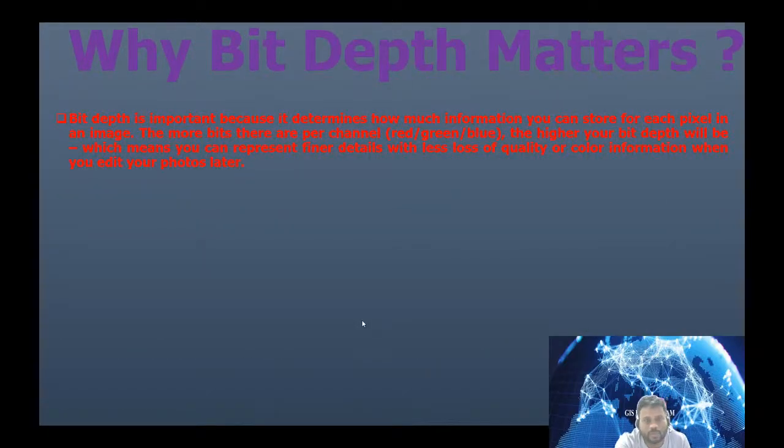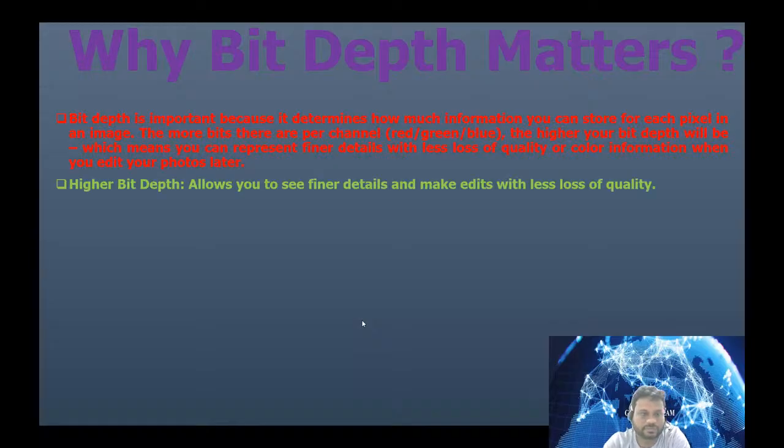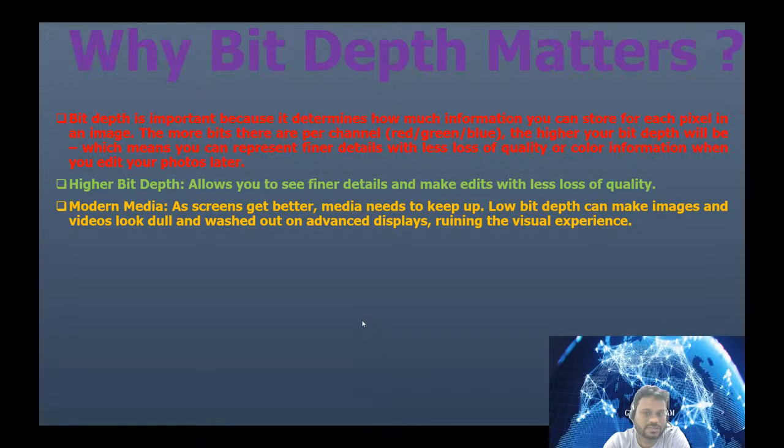So bit depth is important because it determines how much information can be stored for each pixel in an image. The more bits there are per channel, red, green, blue, the higher your bit depth will be, which means you can represent finer details with more color information. So you have to understand that a higher bit depth allows you to see finer details.